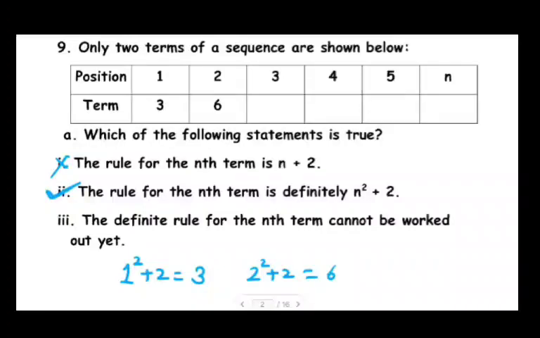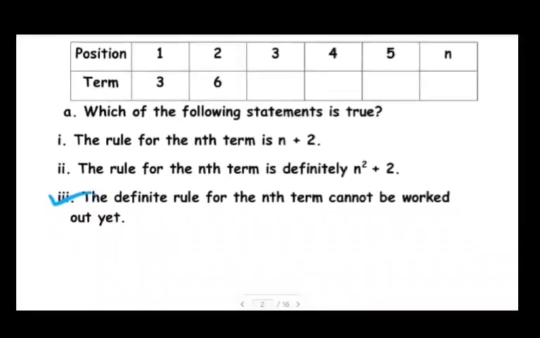Correct? But isn't there another rule? However, I could also multiply the position by 3. So 1 into 3 gives me 3, 2 into 3 gives me 6. So I am not sure if this is the only rule that could be applied. So the rule of the nth term is definitely n square plus 2? No. It could be another one as well. So the definite rule for the nth term cannot be worked out yet. That's my answer. Why? Because we need more terms.